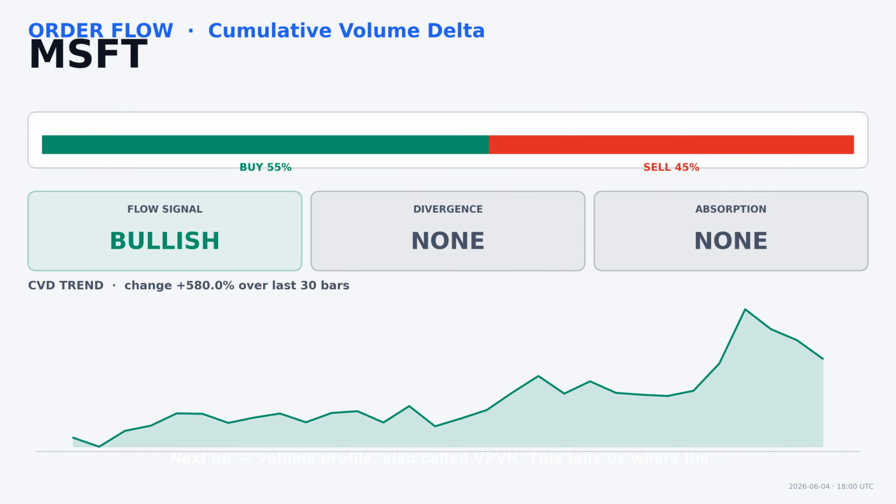Now, order flow. Since we don't have access to full level 2 tick data, we estimate the buying and selling pressure from each candle's close direction and volume. Over the recent window, buying pressure accounts for 55% of volume versus 45% selling. The overall flow signal is bullish.